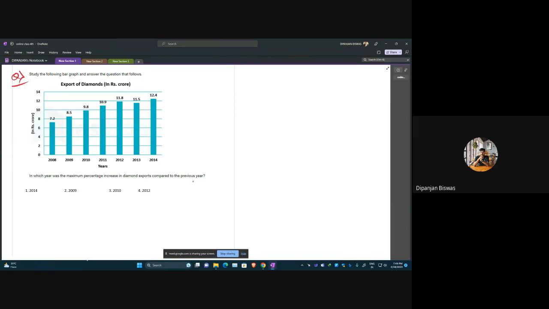The simpler question. Here a bar graph is given. Export in diamonds in crores for how many years? 1, 2, 3, 4, 5, 6, 7. For 7 years it's been given. In which year was the maximum percentage increase in diamond exports compared to the previous year?